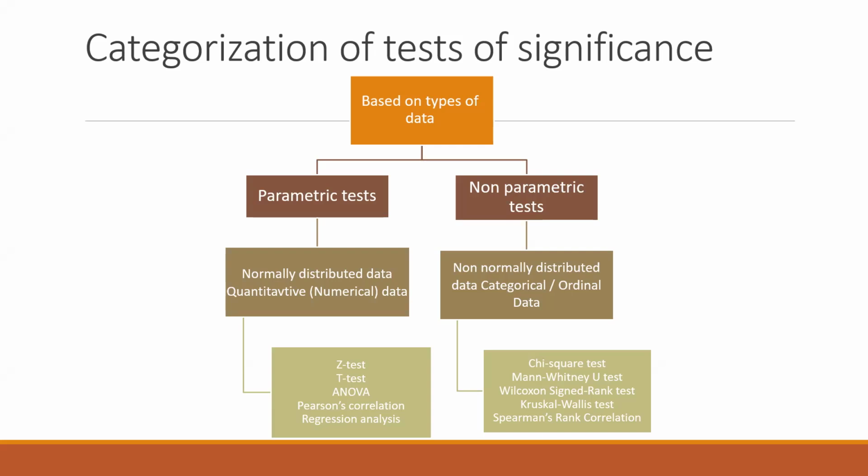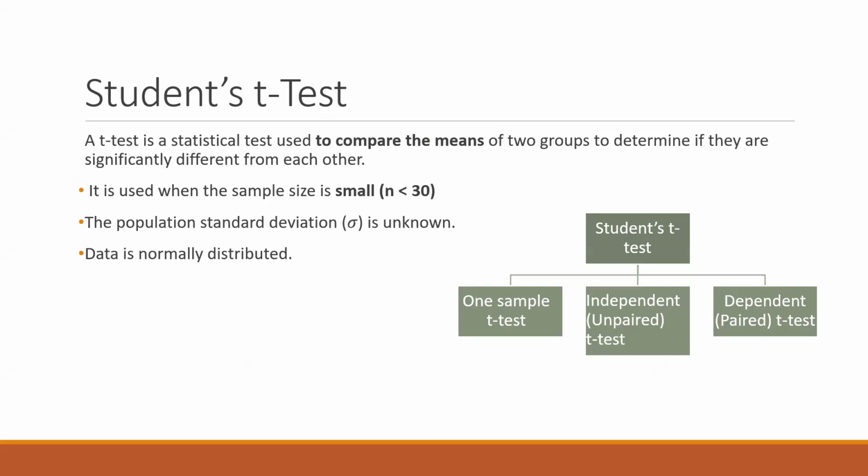Whereas non-parametric tests are for non-normally distributed data, and they have categorical or ordinal data. The examples include chi-square test, Mann-Whitney U test, Wilcoxon signed rank test, Kruskal-Wallis test, Spearman's rank correlation. I will try to explain all these tests one by one now.